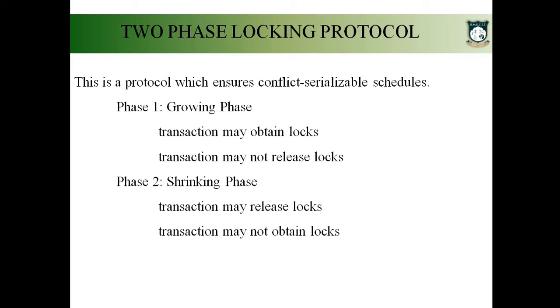A very important point is that in the growing phase the transaction cannot release the locks, it can only obtain the locks. Similarly, in the shrinking phase it can only release the locks and it cannot obtain locks. So that is what the two-phase locking protocol is. This protocol ensures that it will generate conflict serializable schedules.